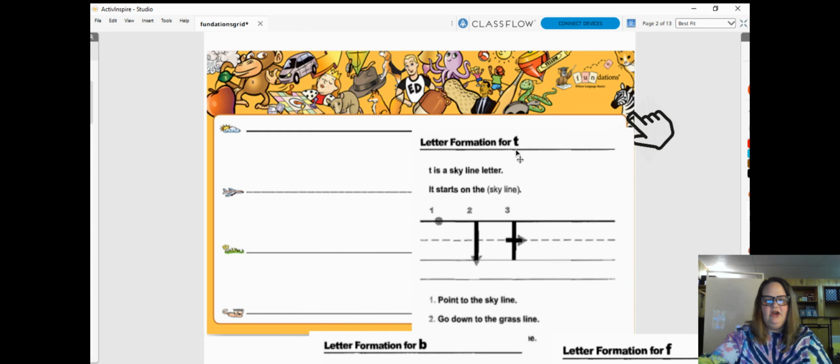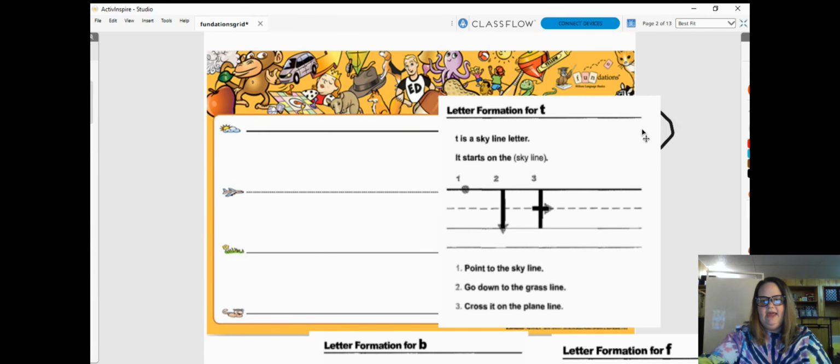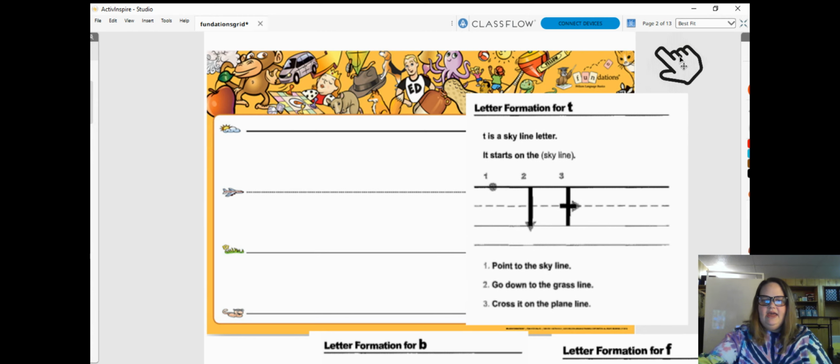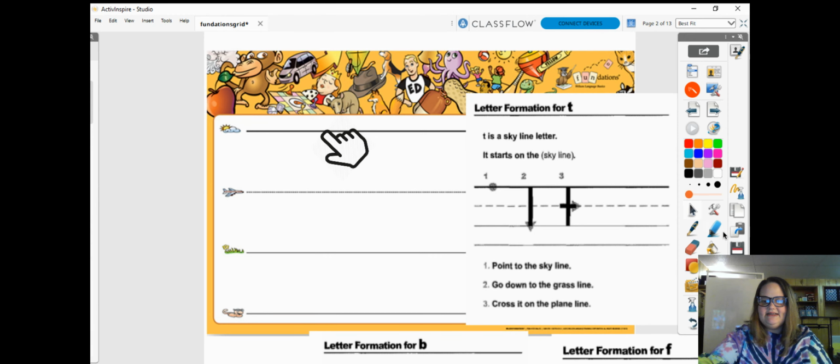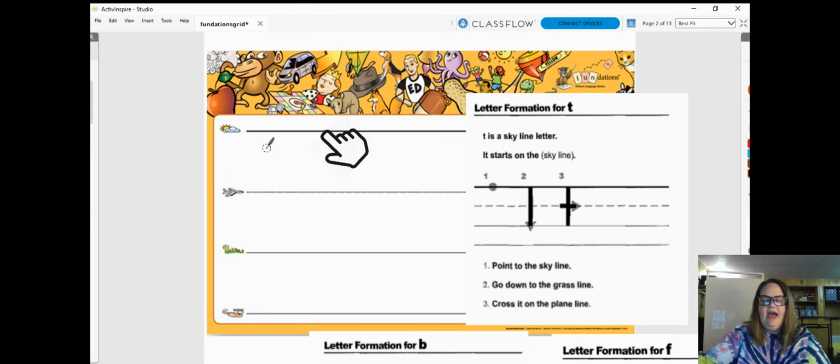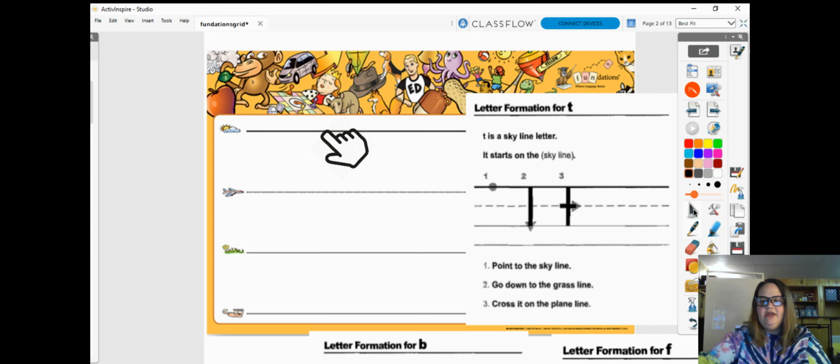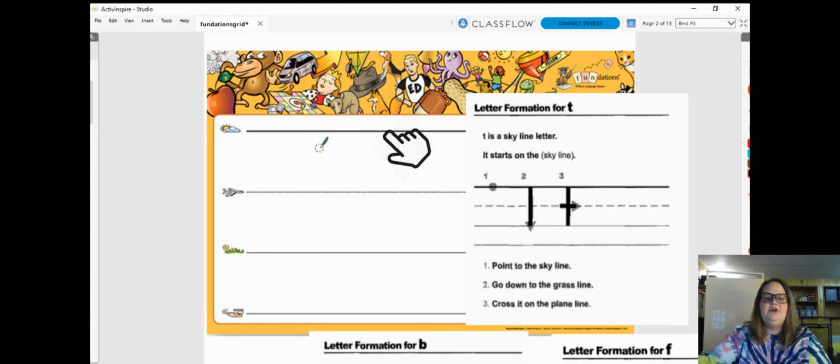Let's go over here and look at our first letter we're going to be making. Now, T is a skyline letter. Okay, so you're going to be starting at the skyline up here for your T's, okay? Always start at the skyline for your T's. Now, I am going to read through the directions of how to do this. So hopefully as you're working, you'll remember them, and maybe your parents or whoever is helping you will remember too, and they can help you through it too, okay?